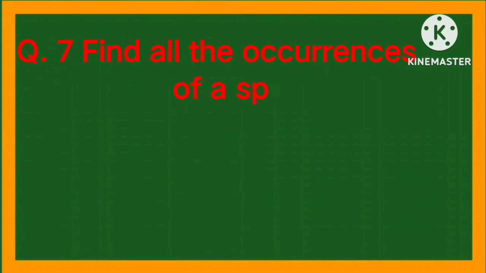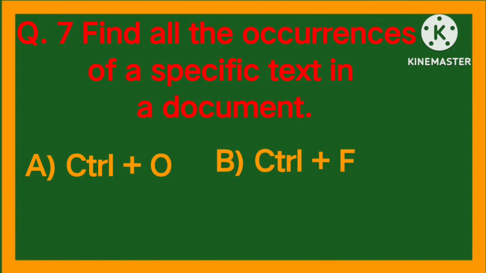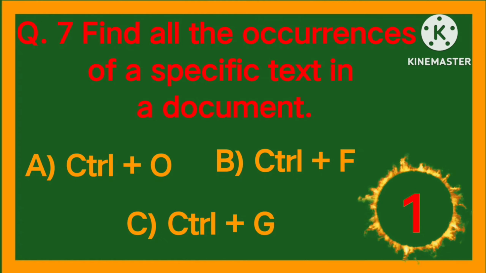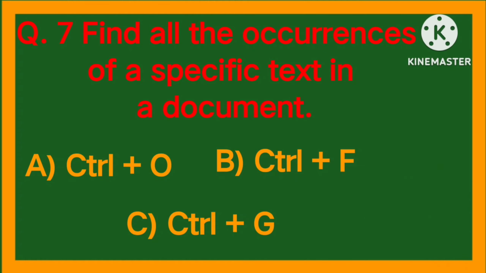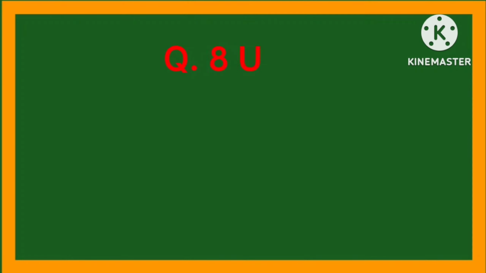Question number 7. Find all the occurrences of a specific text in a document. Your option is A. Control plus O, B. Control plus F, C. Control plus G. The correct option for this question is B. Control plus F.